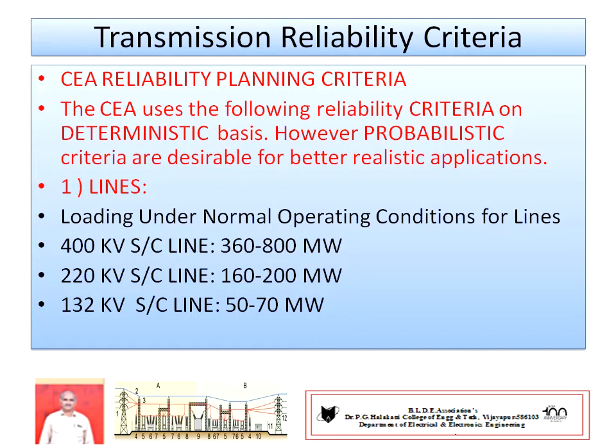Under this one, we have to discuss number 1, lines. As per CEA, the loading under normal operating conditions for lines: 400 kV S/C line has the capacity 360 to 800 megawatts, 220 kV S/C line 160 to 200 megawatt, 132 kV S/C line 50 to 70 megawatt.